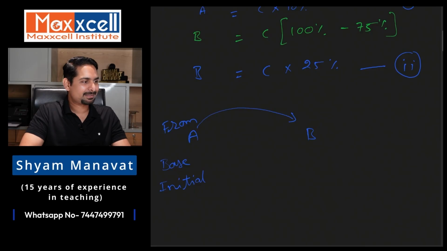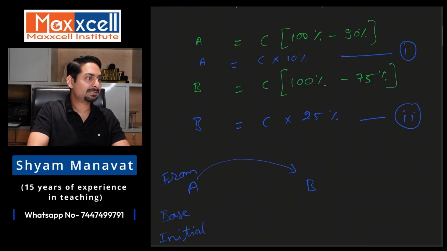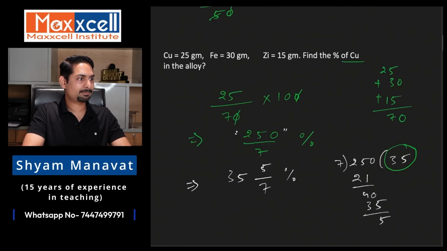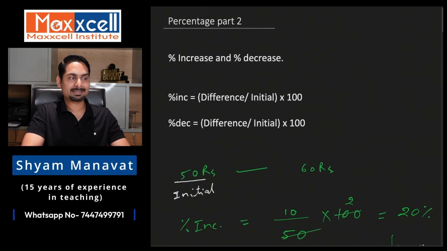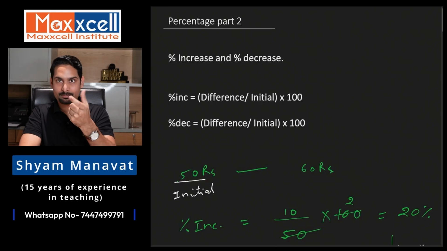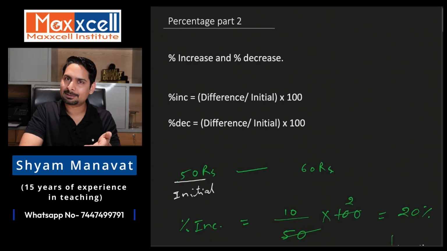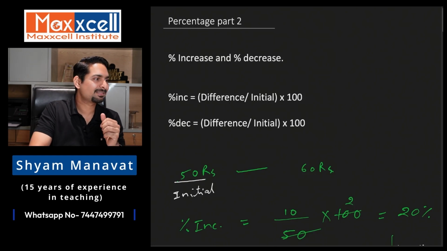So you can say base value, initial value. A is this. Now we can compare A with B, and then we can simplify by applying the percentage increase formula. What is the percentage increase formula? Where have we seen it? Yes, here. Percentage increase is equal to the difference of these two numbers divided by initial, into 100. The percentage decrease formula is also the same: difference by initial into 100, right?